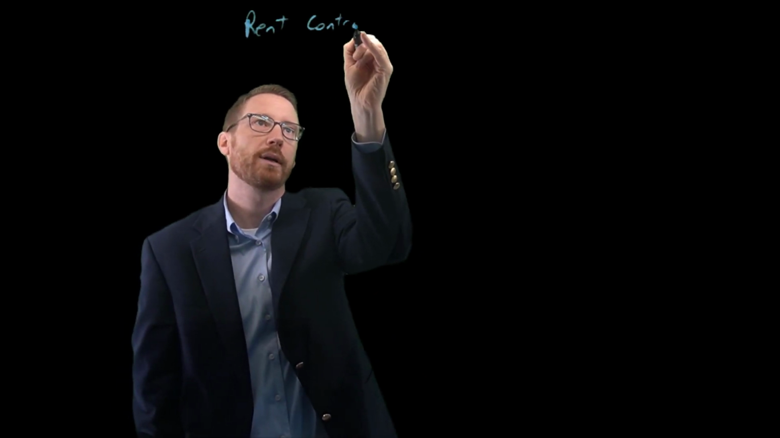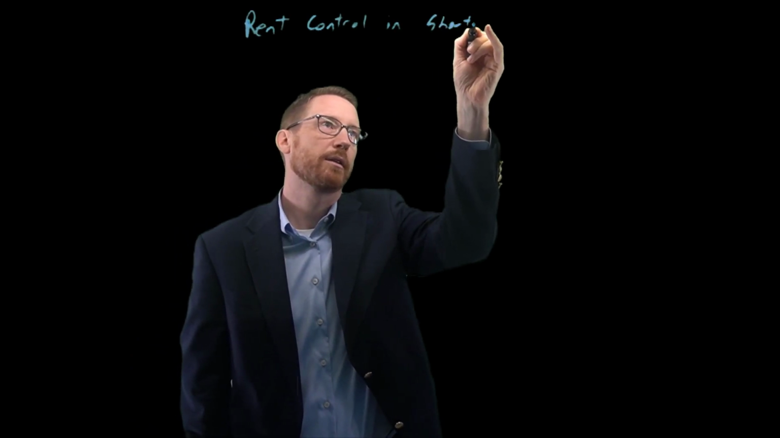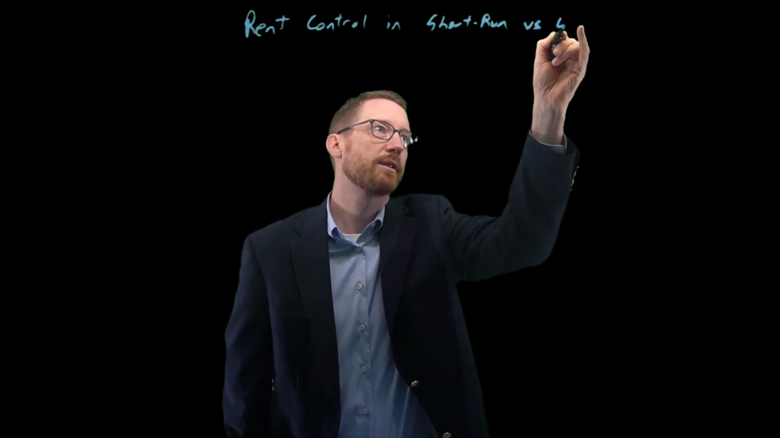Welcome back. Whenever we have a conversation about price controls, the classic example is rent control. So let's use rent control as a case study to think about differences between policy outcomes in the short run and in the long run. So we're going to think about rent control in the short run versus the long run.